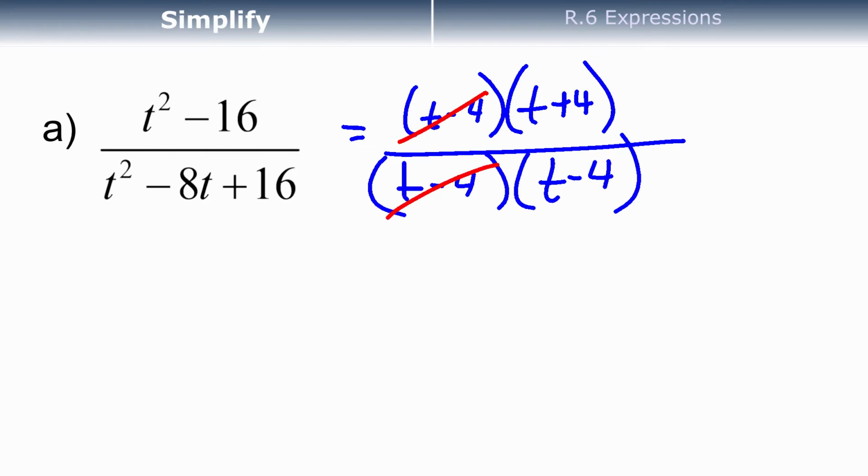That's what you call it. And I guess you can do that. But really, t minus 4 over t minus 4 is the same thing as 1. So I'm removing a factor of 1. So my answer will wind up to be t plus 4 over t minus 4.